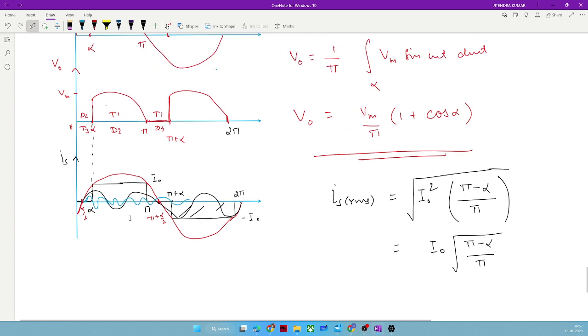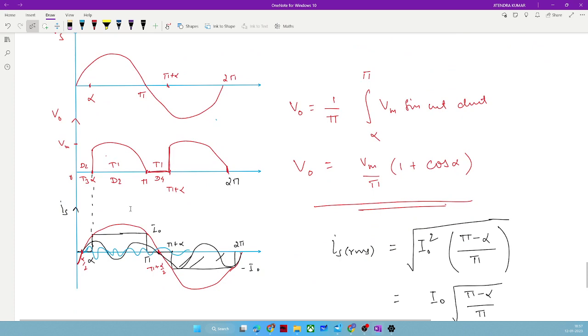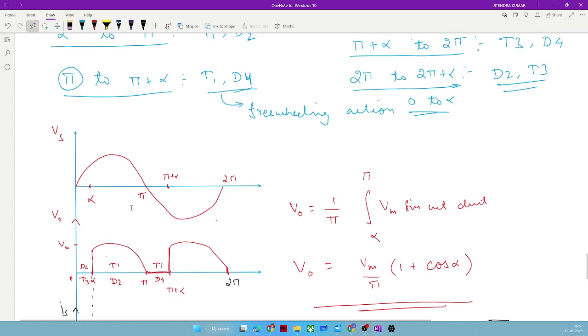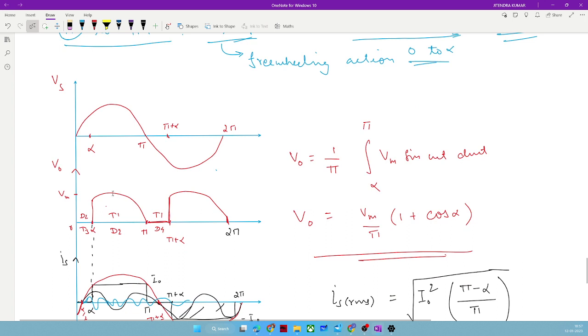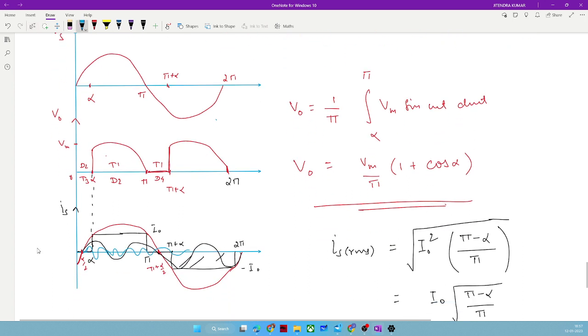So the fundamental of the source current is shifted from the fundamental voltage. It means it will have some power factor angle, and this is known as the fundamental displacement factor, right? Fundamental displacement factor means only the fundamental component of your source current is displaced from the fundamental voltage. So that is cos alpha by 2, right?